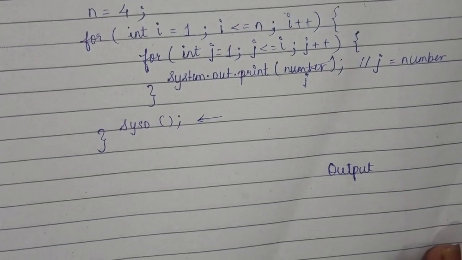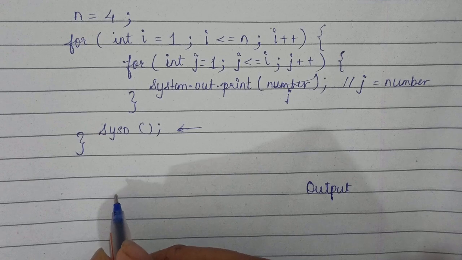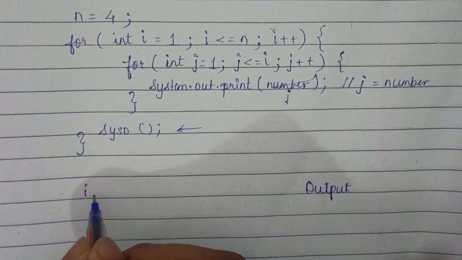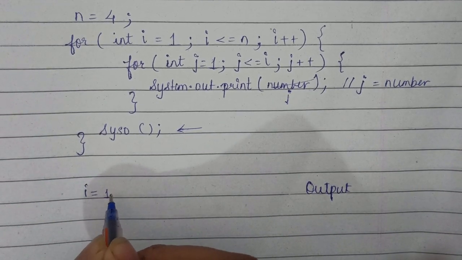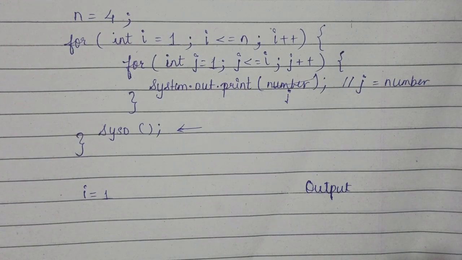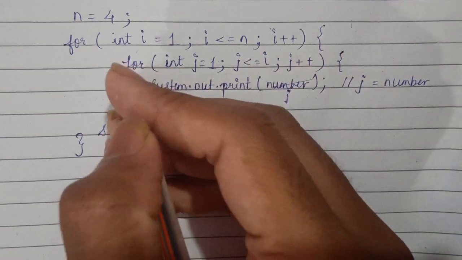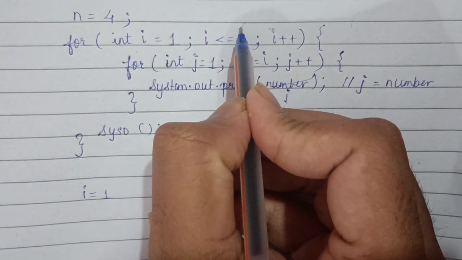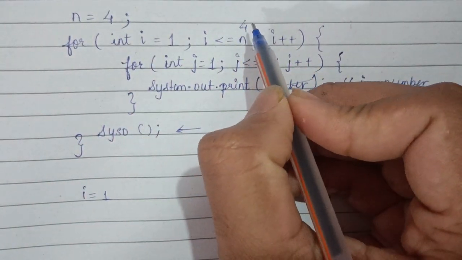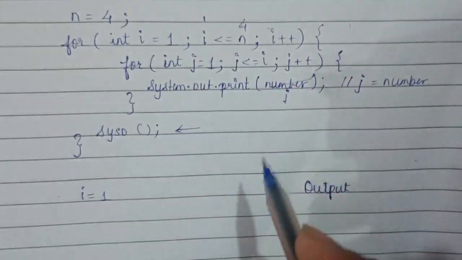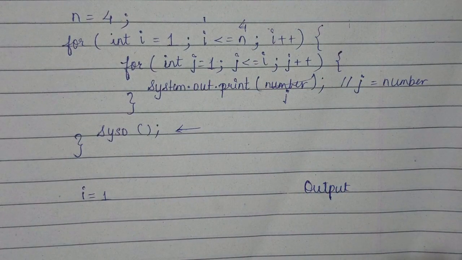So i is equal to 1. The outer loop will check whether i is less than or equal to n, which means 4. Here n is 4 and i is 1. Is 1 less than or equal to 4? The condition is true, so it will enter the inner loop.